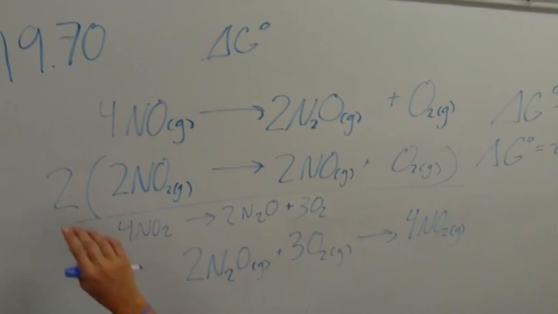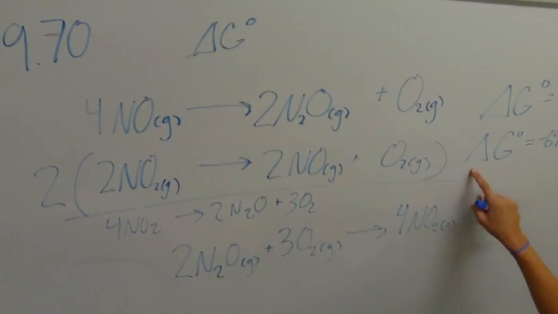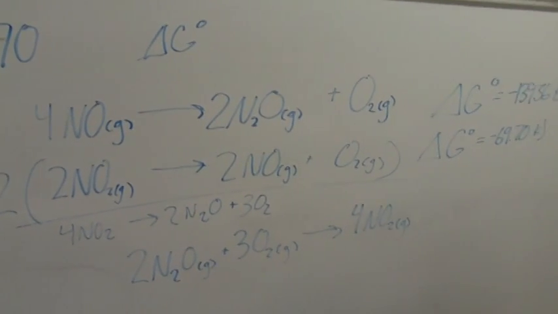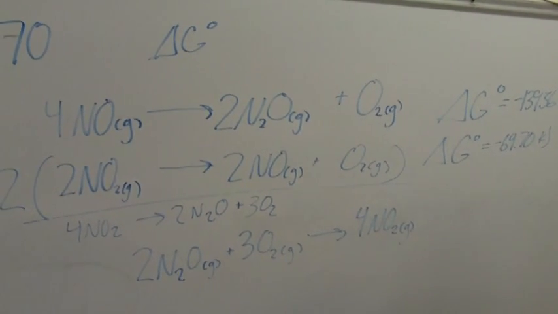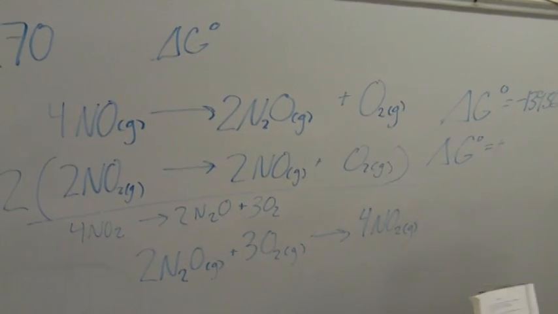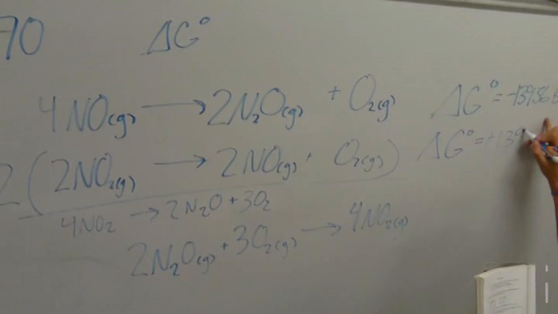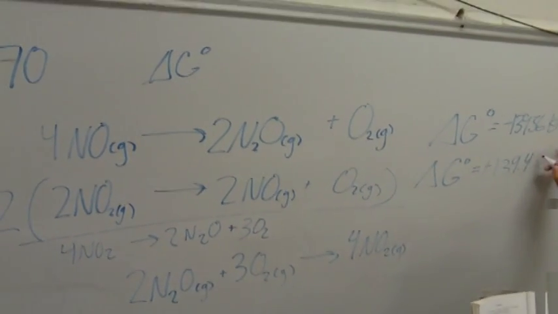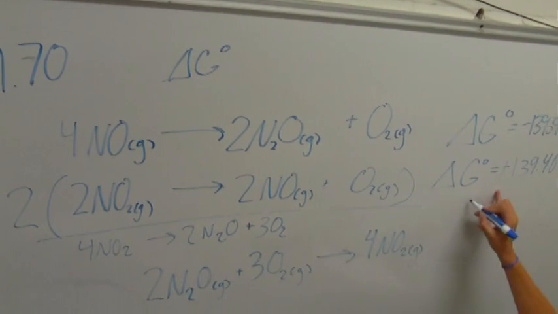So what we need to remember is that since we doubled this here, we need to double the delta G. And since we flipped it over, we also need to change the sign. So we change the sign to positive, and then we double it, giving us positive 139.40 kilojoules.